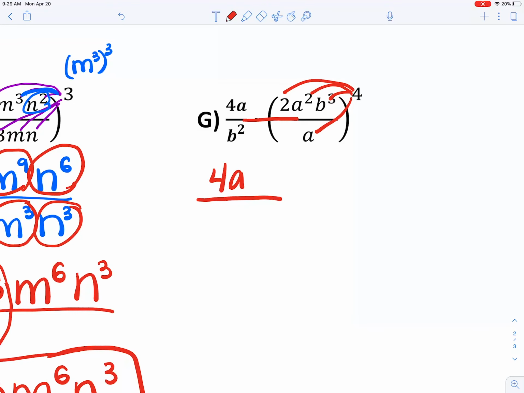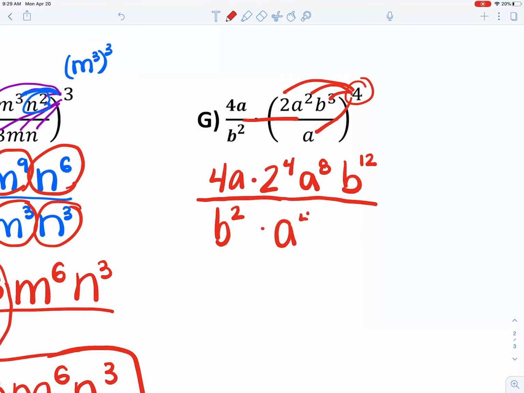So the first part of the fraction doesn't change. We have 4 to the a, and then we have b squared on the bottom. But now here's where we're bringing this 4 through. We have 2 times 2 to the 4. And then remember, when we have a power times a power to a power, we multiply. So this will be a, and then 2 times 4 is 8. And then it's going to be b, 3 times 4 is 12.